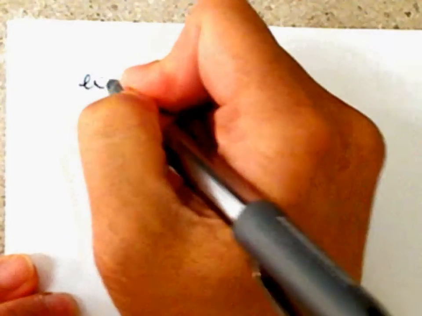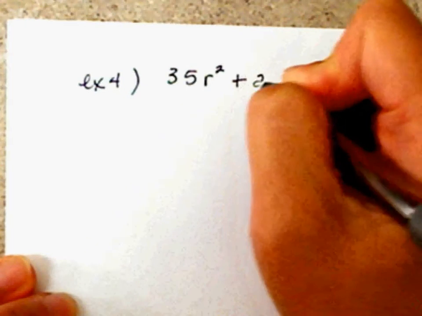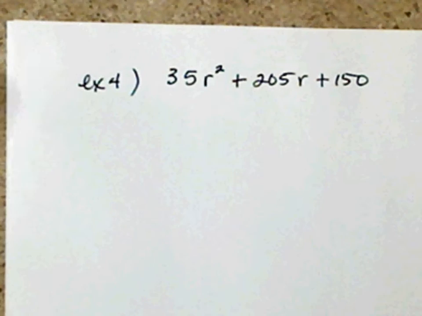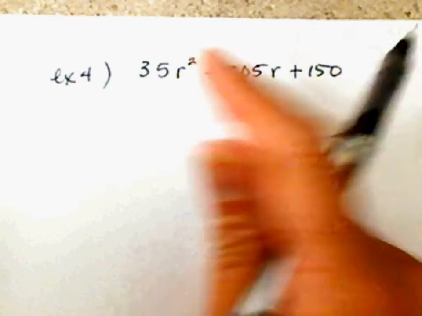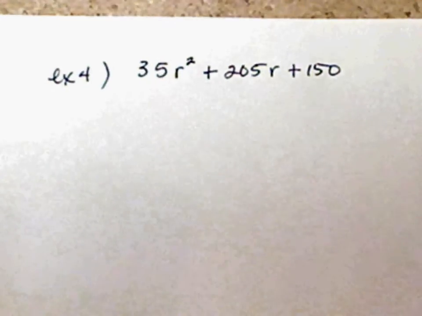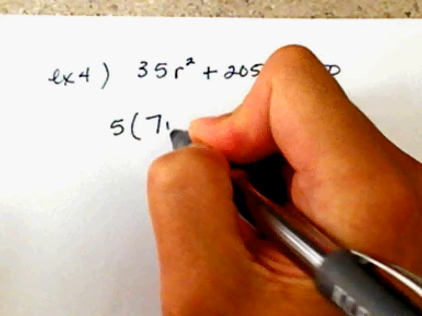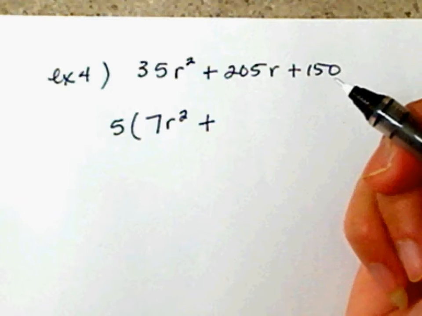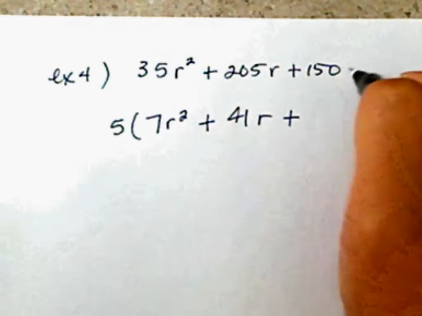Example number 4. You have 35r squared plus 205r plus 150. Okay? Some big numbers, but don't be scared. All right, 3 terms, 1, 2, 3. They all end in 5s and 0s. Maybe they have a 5 in common, so let's go ahead and factor out a 5. When you factor out a 5, you have 7r squared plus 205 divided by 5 leaves you 41r plus 150 divided by 5 leaves you 30.